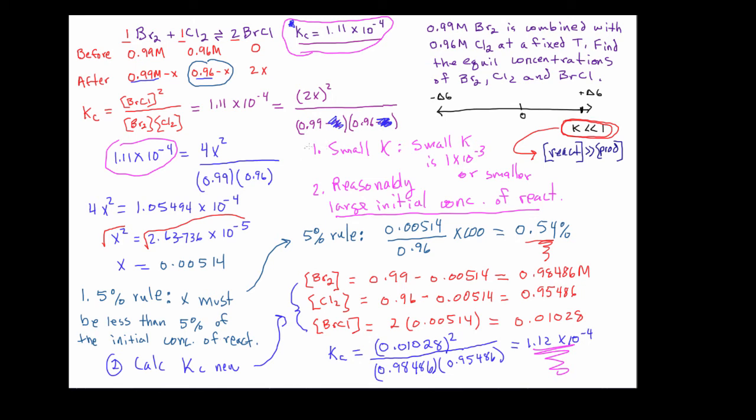So the two things that you've got to pay attention to are, do you have a K value that's small? If it's 1 times 10 to the minus 3 or smaller, then the answer is probably yes. And then secondly, you need to look at the concentration of the reactants that you were given, and they need to be reasonably large, somewhere around or close to 1 molar. And if they're less than that, then you should expect that you may have problems when you go to calculate the 5% rule.